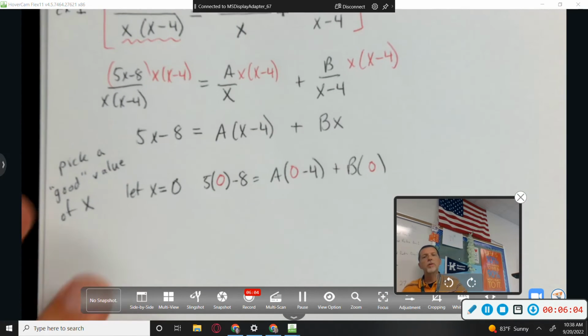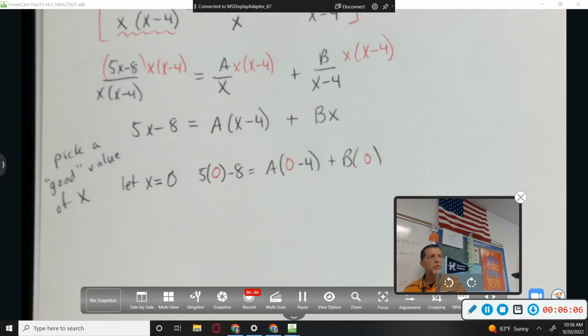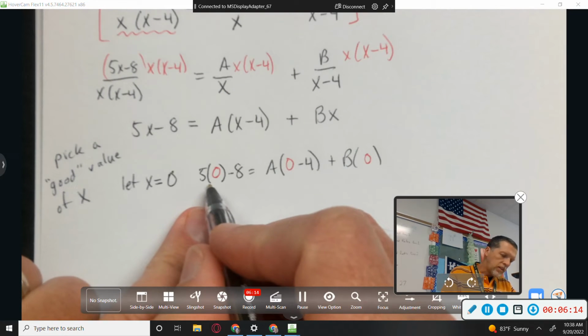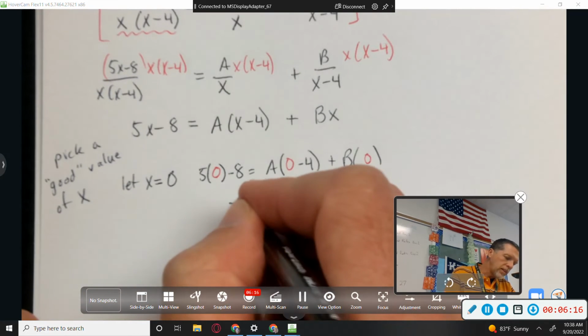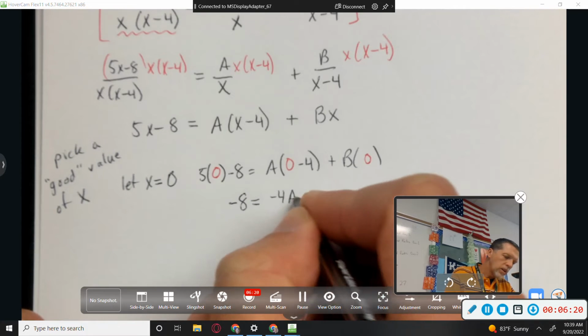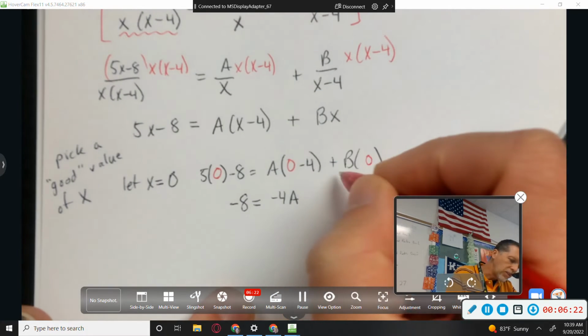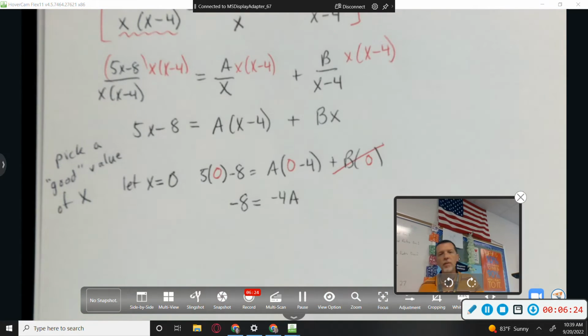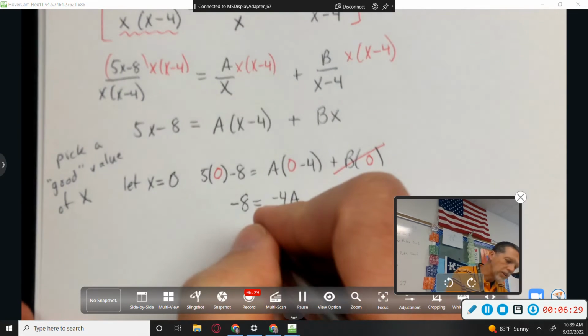That's another place where some people are going to skip steps and be fine, and other people are going to skip steps and mess it up because they didn't write it out. Let's see, 5 times 0 is 0, minus 8 is negative 8, a times negative 4. And then why we pick 0 to begin with is it wiped out that b term, so I don't have to worry about it anymore. And now I can know what a is.